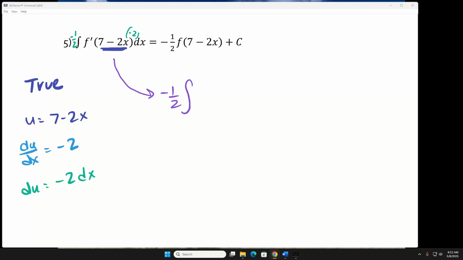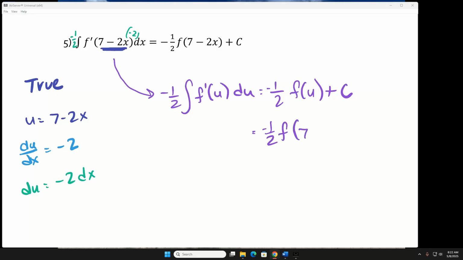And then we're going to change this to u's. So f prime of, and then in the place of 7 minus 2x, we're going to put u. And then in the place of negative 2 dx, we're going to put du. Right? And then, like I said, the antiderivative of a derivative just changes it back to the function. And then we would go back and put the 7 minus 2x in for u. Okay, so that will work.